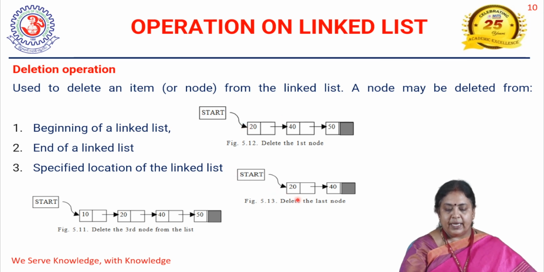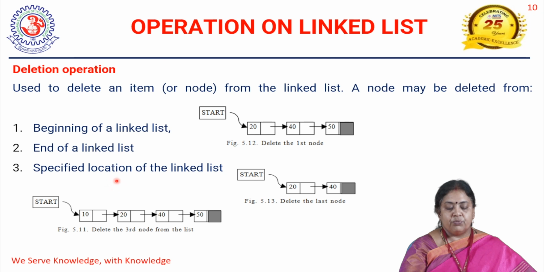Then coming to the end node, what you have to do: this node contains the address of this node, right? So you are going to make this address part null. That means we are going to remove the address of the next node, so that the node will be removed from the list. As soon as the node is removed, it is called deleted.